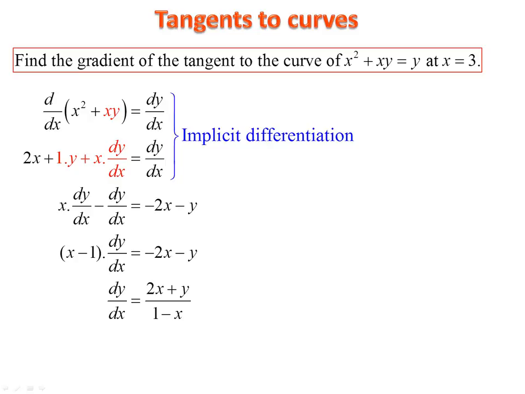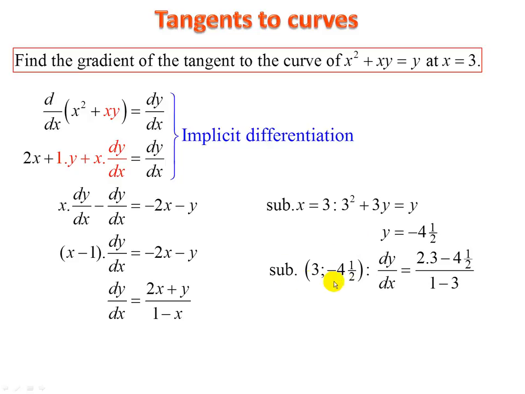Now to find the gradient of the tangent to the curve, we have x's and y's, so we need to know the y value as well. So what we're now going to do is take the x value of 3 and substitute into the original equation in order to solve for y. There y equals negative 4.5.